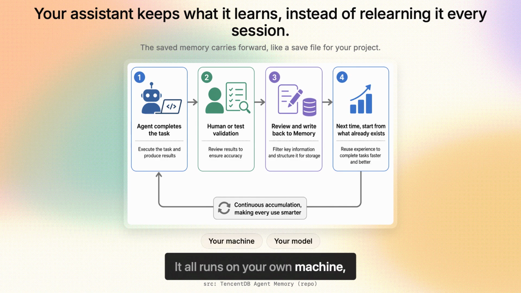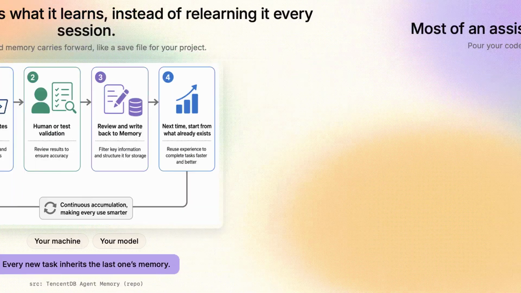It all runs on your own machine on whatever AI model you already use, so every new task picks up that saved memory and your assistant builds on the last session.